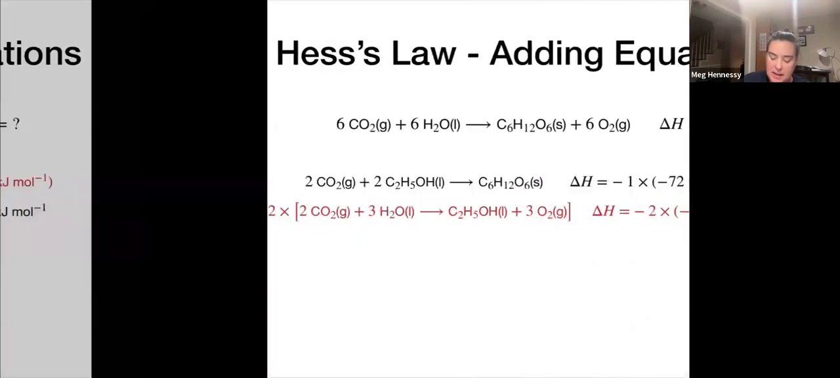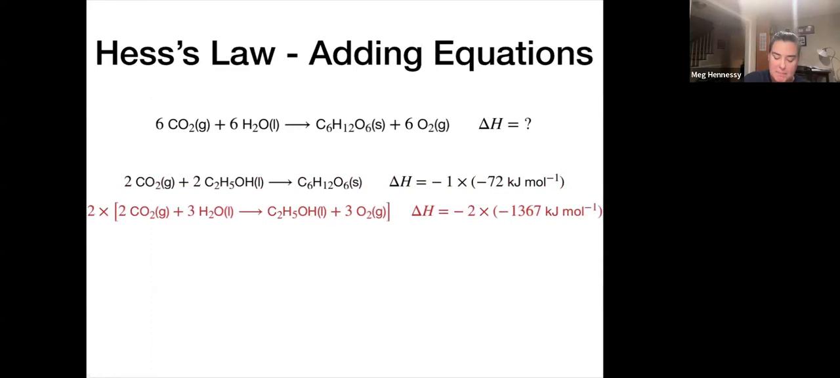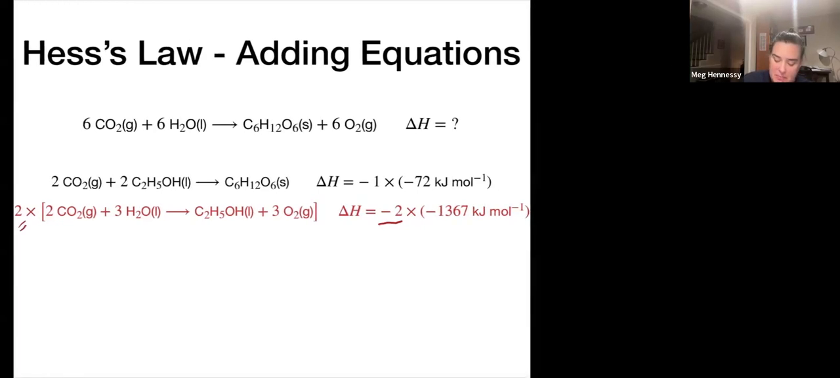So let me show you what that looks like. There you go. We multiplied by 2. You can see that here. And we flipped it. We took that delta H and we multiplied by 2 and negated it. And we should be able to add these two equations together. And if the stars align, we should be done with this problem.